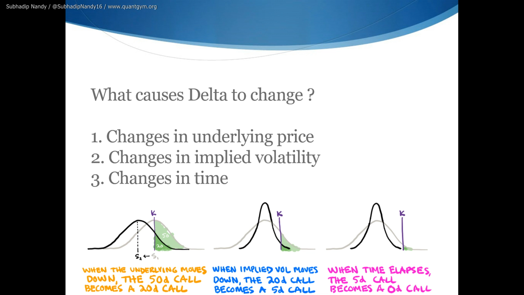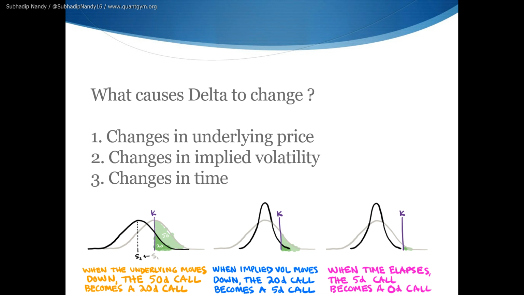See the first graph. If the underlying moves down, let's say you are holding a 50 delta ATM call, right? So if your underlying moves down, the 50 delta call might become a 20 delta call. So delta has changed because the underlying has moved down. If the implied volatility moves down, the volatility of the stock decreases. The 20 delta call becomes a 5 delta call, or 10 or whatever, because when implied volatility comes down, the chances of the stock making a large move come down. That changes the delta of the option.